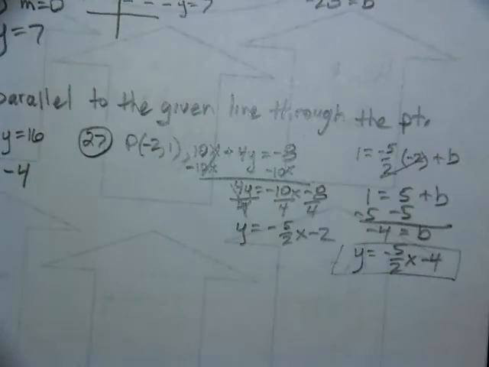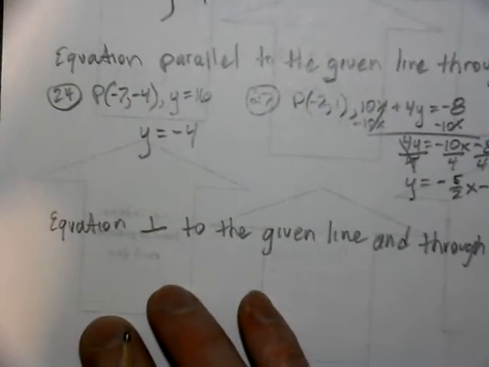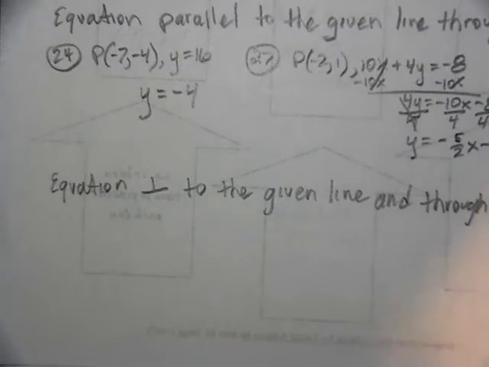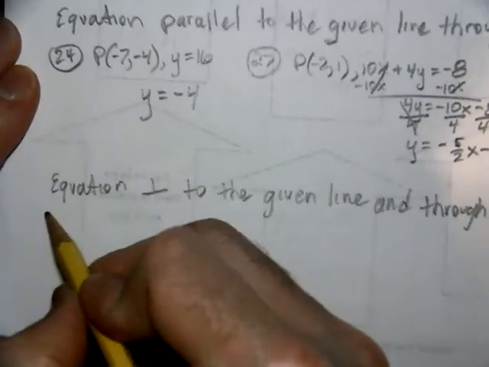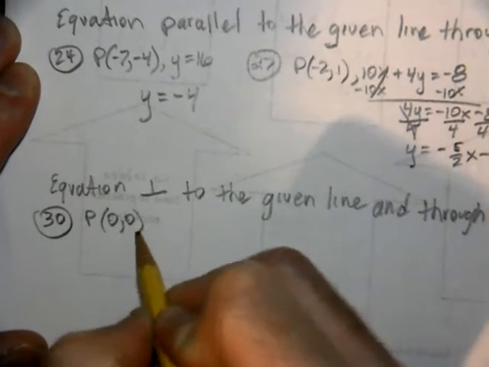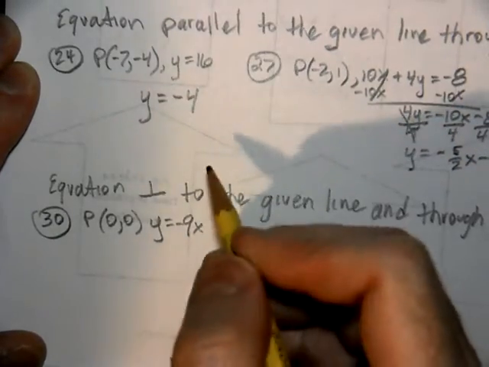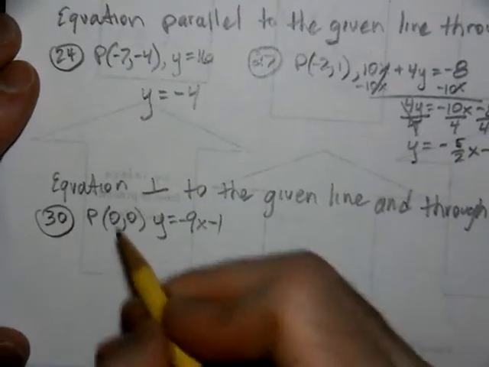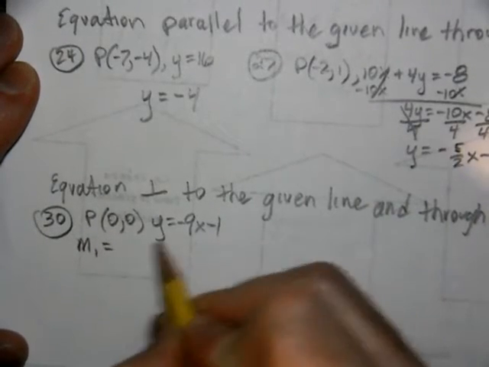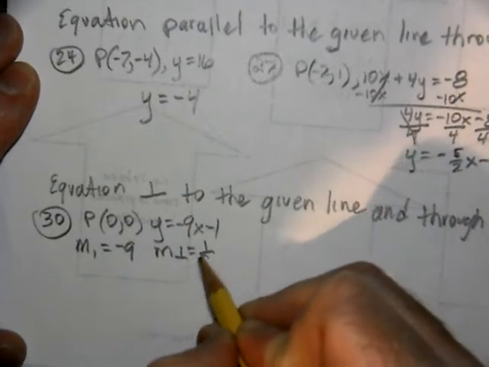Now we want to be perpendicular. We want an equation that's perpendicular to the given line and through this given point. So we're going to look at number 30. Our point is 0, 0, and our equation is y equals negative 9x minus 1. Well, our current slope is negative 9, so our perpendicular slope is going to be 1/9.